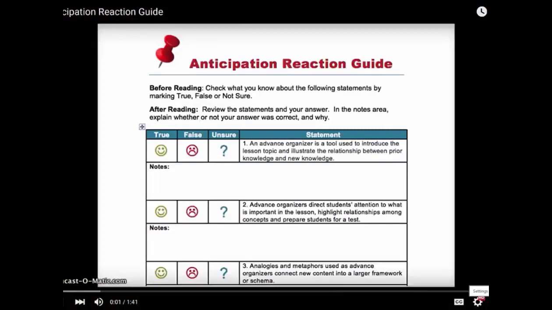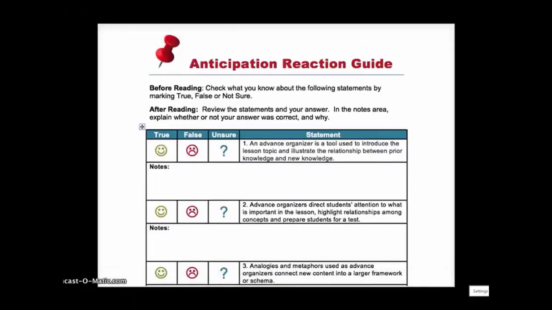Welcome to Route 21. Beth Alson here to explain Standard 4, Making Content Meaningful. Do you struggle with getting your students to read prior to class? Then use this simple strategy, an anticipation reaction guide. It's actually an advanced reading organizer used to create a sense of anticipation to help the student connect prior knowledge to new knowledge. Before reading, the student checks what they know about the following statements provided and simply just marks true, false, or not sure.